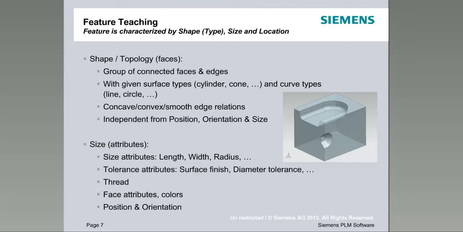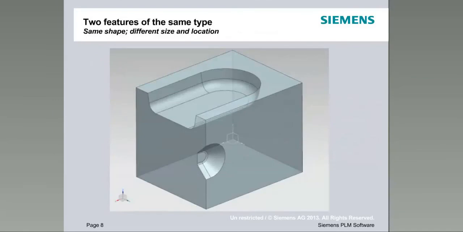The second part that is characterizing a feature is the size and location. So size attributes, anything you want and need, could be a length, a width, a radius, a depth, stuff that you need for your tool selection, for your operation selection. It could include tolerance attributes like a surface finish or diameter tolerances. It could include thread or even face attributes and face colors. And finally, it will also include a position and orientation of your feature.